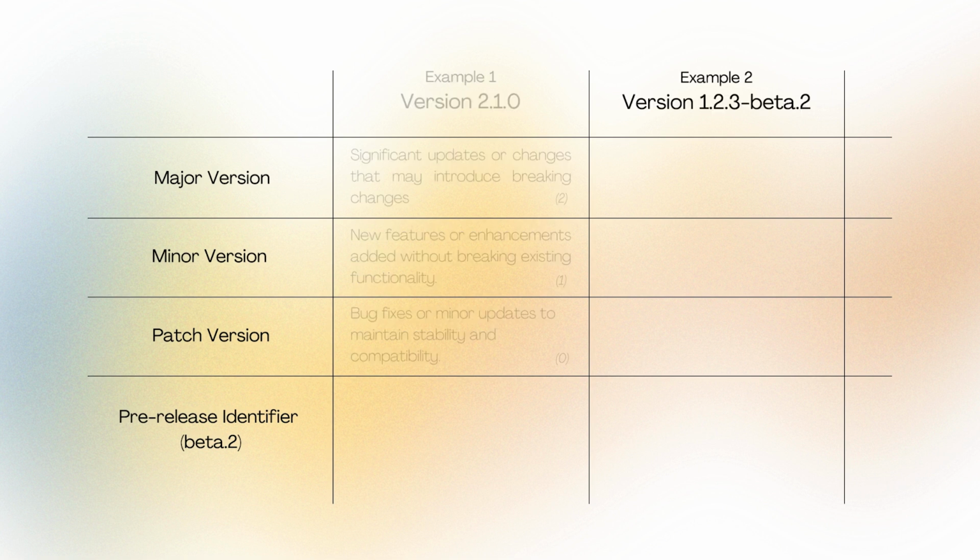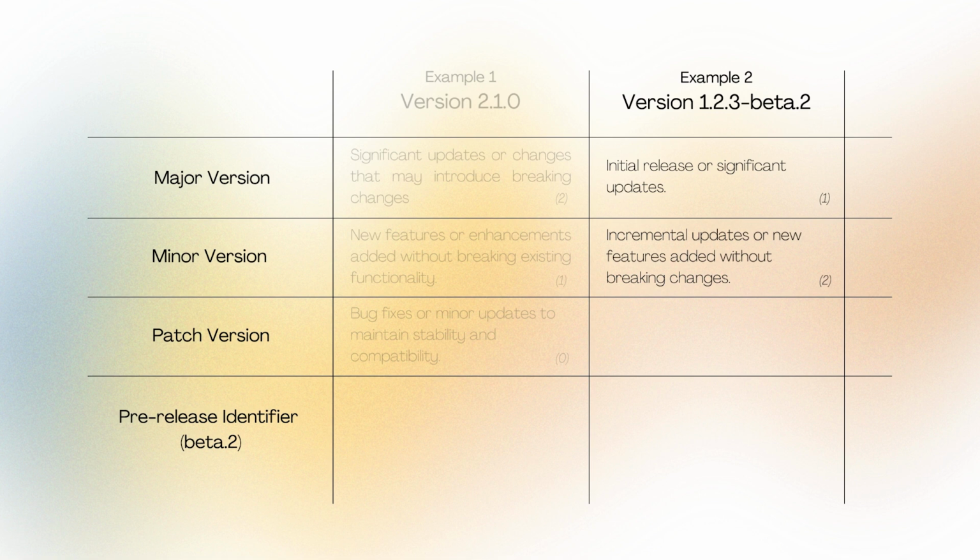Another example, we could use version 1.2.3-beta.2 to make it a little bit more complex. Major version, or number 1, will show us the initial release or significant updates in this case. Minor version, or number 2, represents incremental updates or new features added without breaking changes. And the last one, the patch version, or number 3, refers to bug fixes or minor updates maintaining stability.